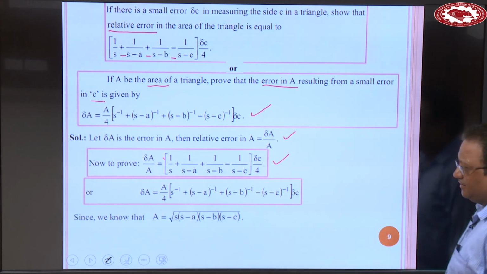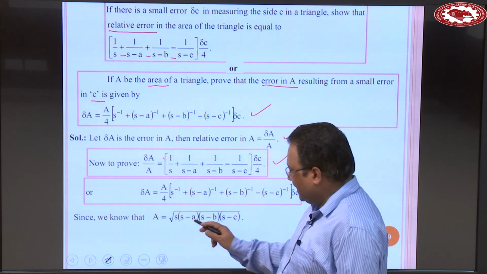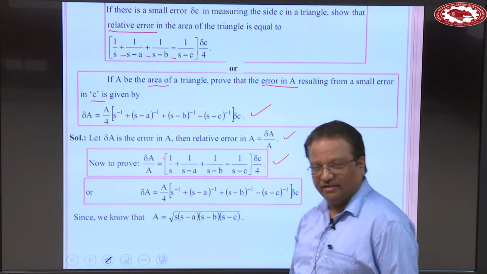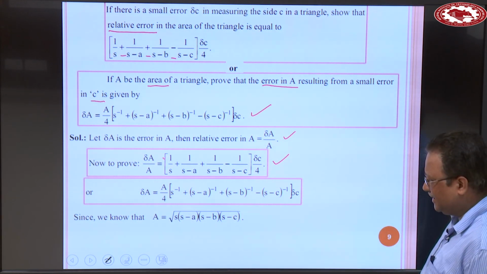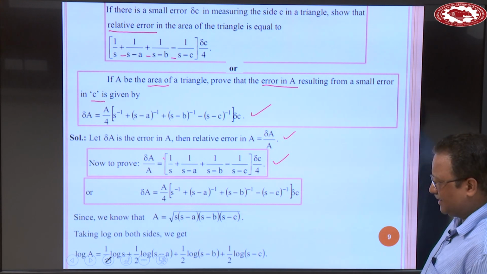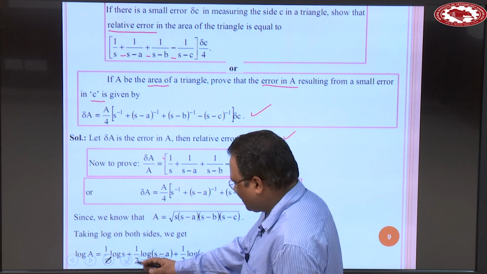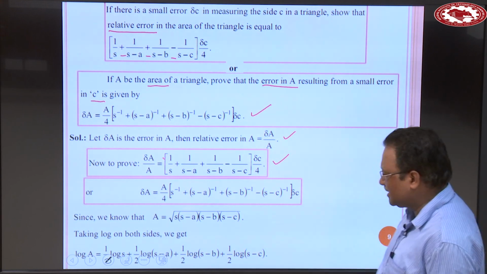Now we know that A is equal to the square root of S into S minus A, S minus B, S minus C. We know this formula, okay. Now taking log on both sides, log A is equal to 1 by 2 log S plus 1 by 2 log S minus A plus 1 by 2 log S minus B plus 1 by 2 log S minus C.